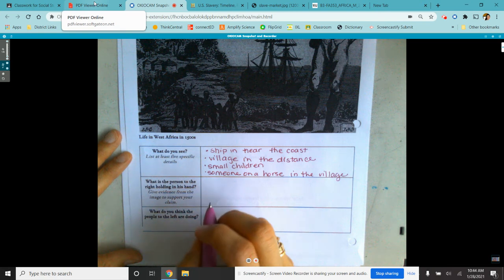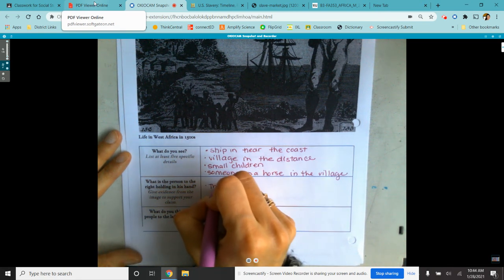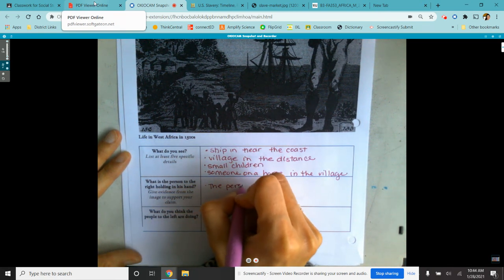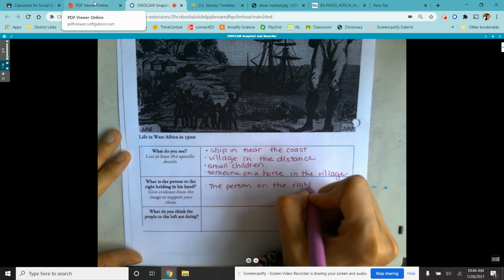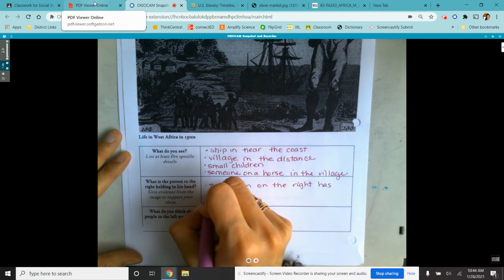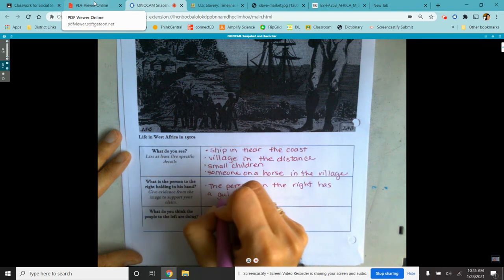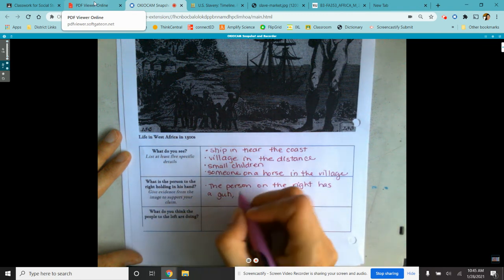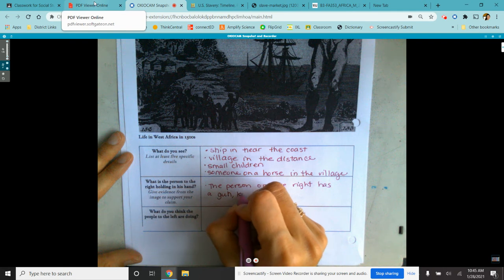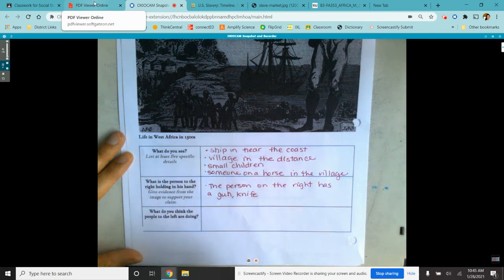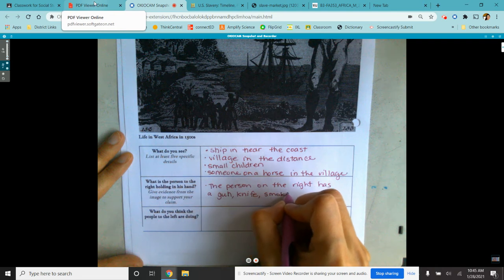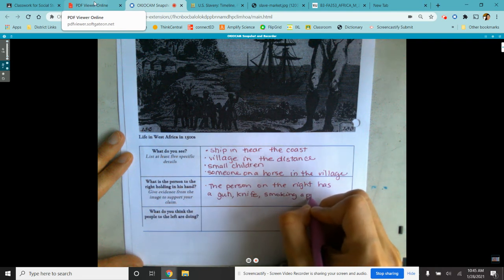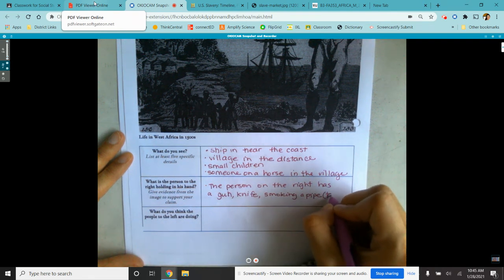the person on the right. Has a gun, knife, probably tobacco.